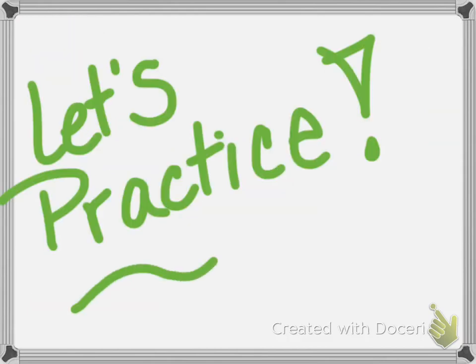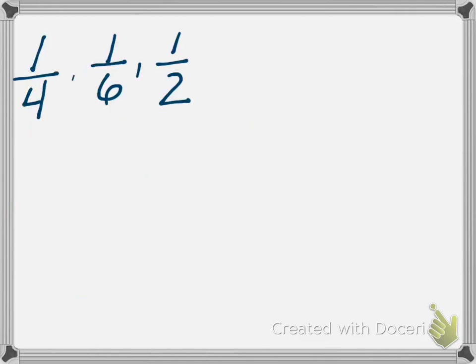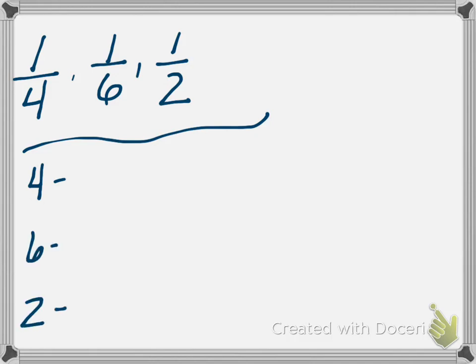Let's do some more practicing. Let's first start by finding a common denominator by listing out the multiples. Starting with 4, list the multiples for 6, and then list the multiples for 2. Let's do the first 5.